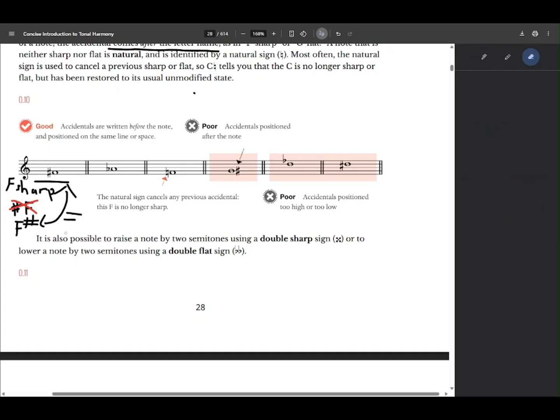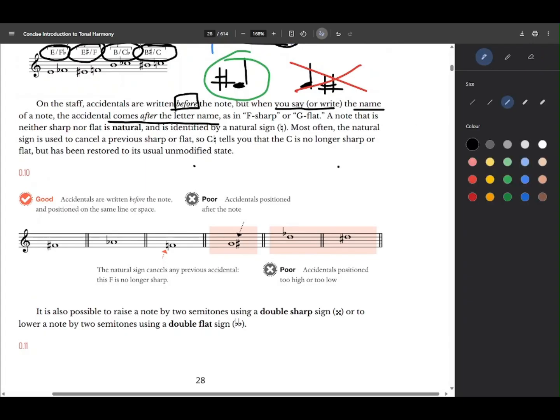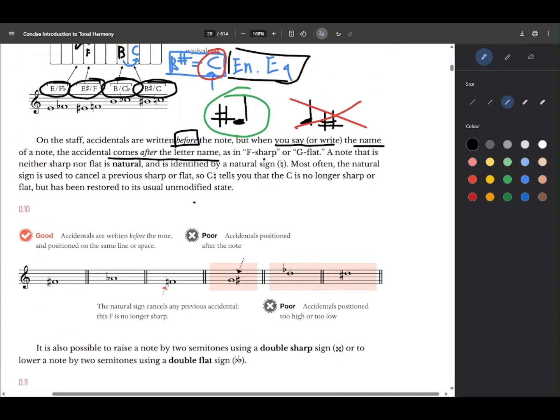Let's get rid of all this stuff. There we go. All right. Yes. So we write it as F sharp, G flat. A note that is neither sharp nor flat is natural and is identified by a natural sign. Yes. Okay. So we have another sign. We have our flat sign. We have our sharp sign. And if it's neither, then we have our natural sign, which is kind of this box with two lines coming out of it.